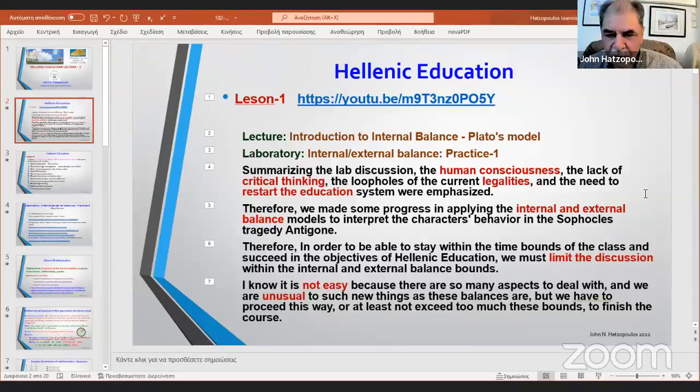We covered in the lab also, we talk about human consciousness and the lack of critical thinking and the loopholes of the current legalities and the need to restart the education system. Therefore, we made some progress in the lab and we have to stay within the bounds of internal and external balance to practice that in the lab. And this is something which is not easy because we're not familiar with it. And this is the purpose of this class, to get familiar.